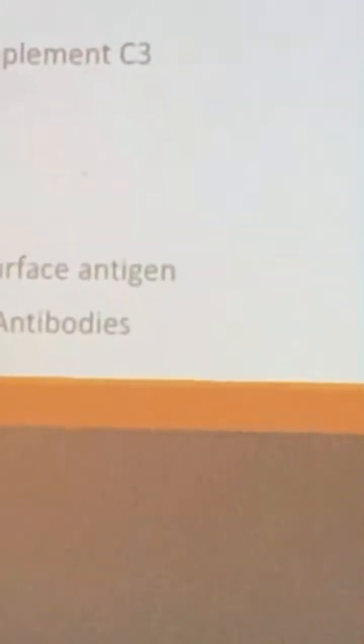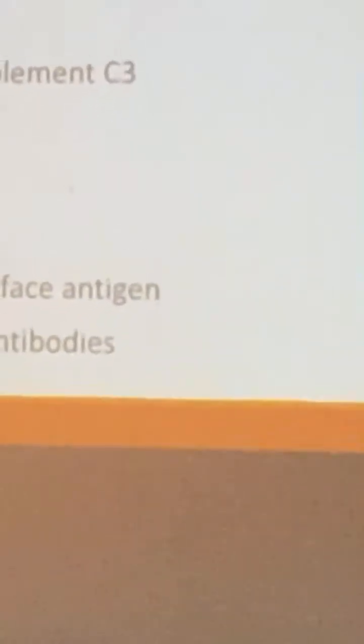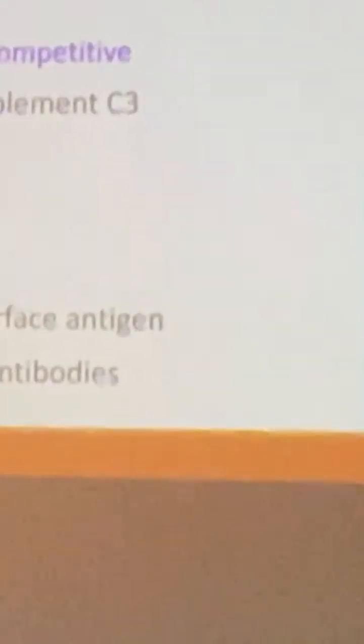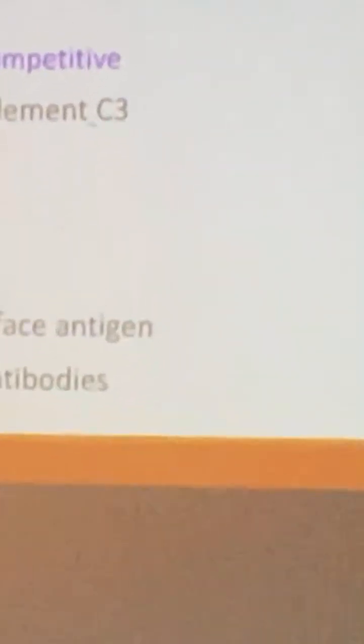For histamine, it's a small molecule, histamine. Hapten. Which ELISA? Competitive. Cleaved complement C3. See, C3 is a protein. You know, during the complement cascade, C3a and C3b will be produced, right? So the cleaved complement fragment will be a small molecule. So which ELISA? Competitive.